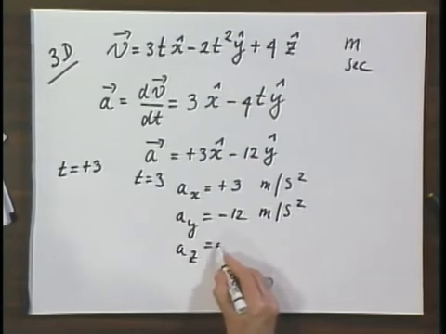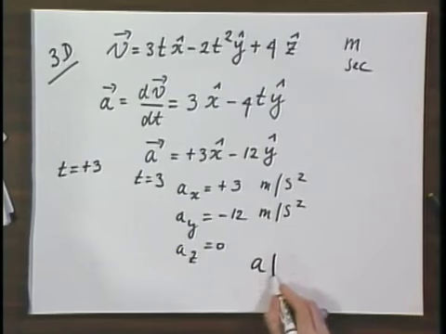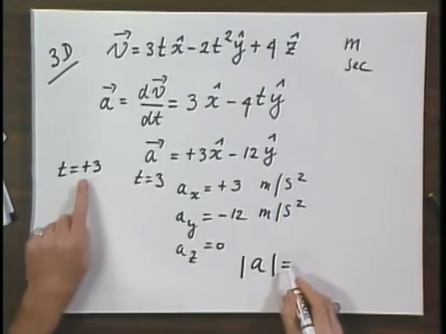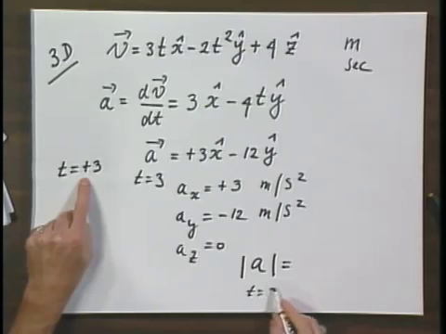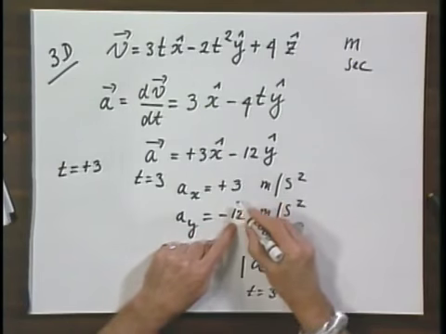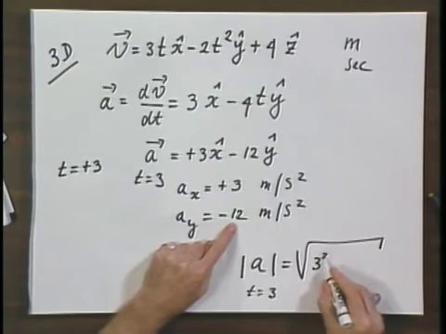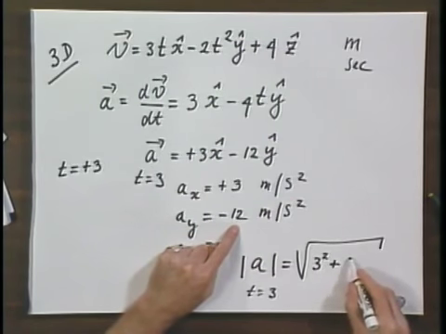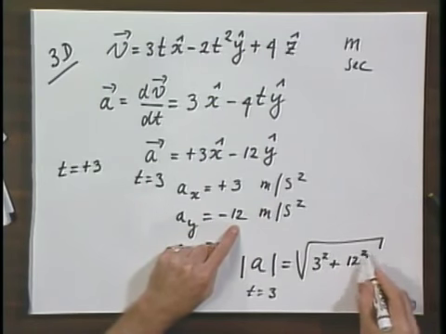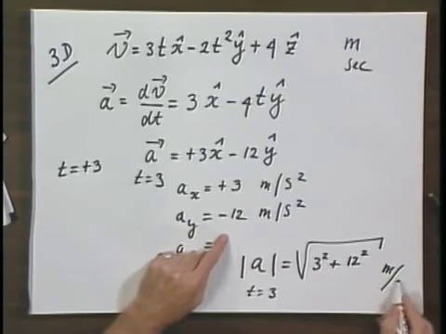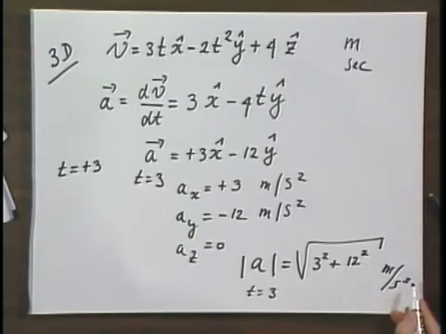A of z would be 0, and the magnitude of A at this moment in time, t equals 3, would be the square root of 3 squared plus minus 12 squared meters per second squared.